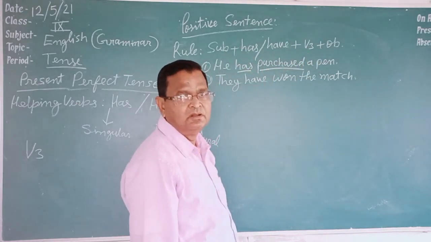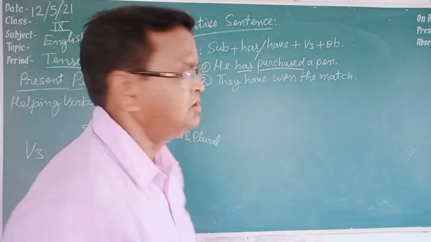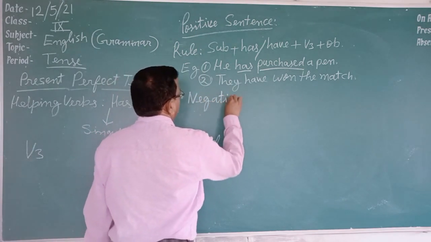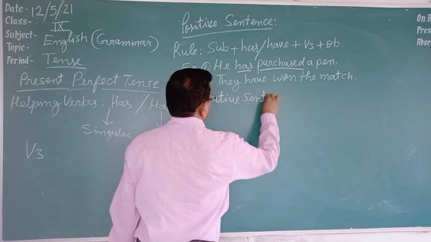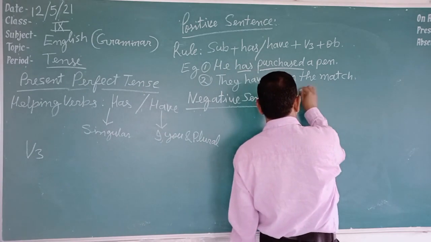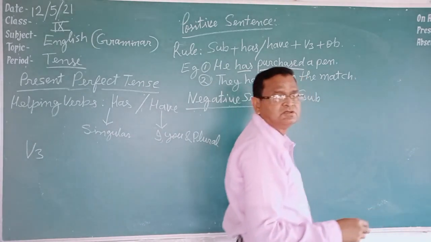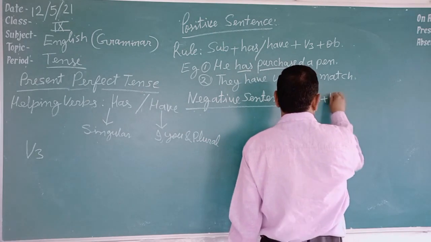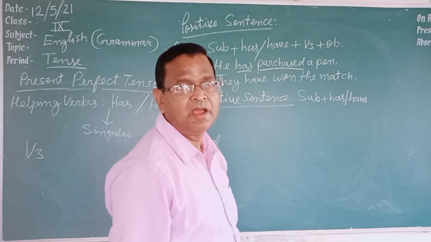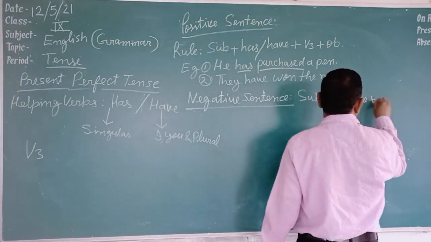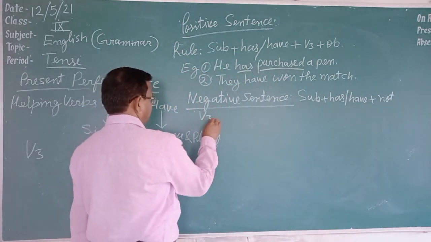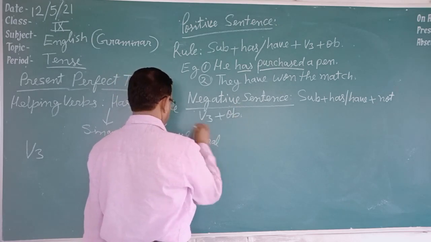Now let's see the rule of negative sentence. Write down negative sentence. In a negative sentence, first of all the subject is written. Then according to the subject, has or have is written. Then not is written. After that, the verb third form is written plus the object is written.